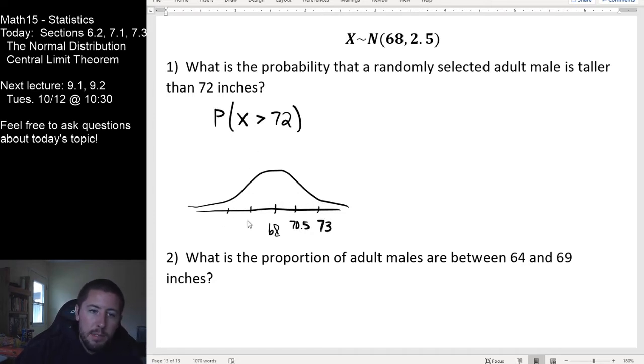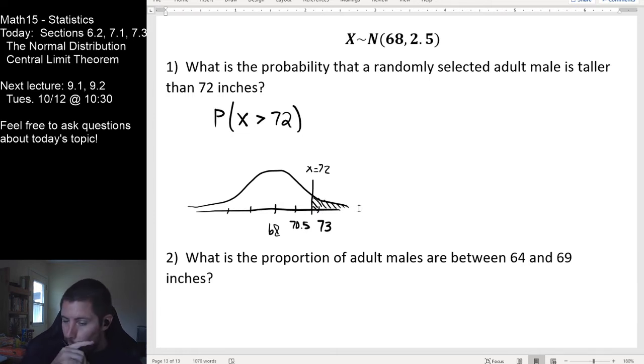And I'm not even going to mark some stuff over here. I know that I'm interested in our X value being 72. So I can see that this is our cutoff here. That's our X equals 72. Because we're interested in X being greater than 72, we are interested in computing this probability over here.